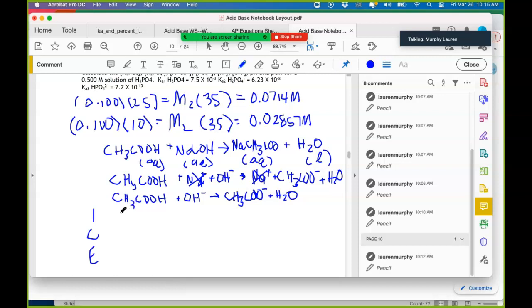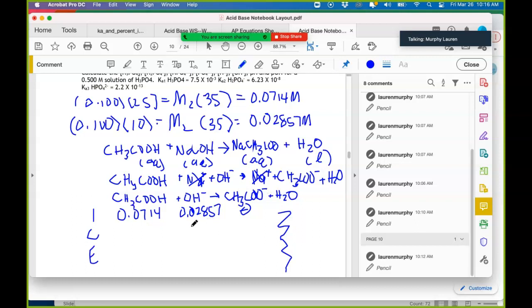So this guy's molarity is 0.0714. The hydroxide is 0.02857 because that's sodium hydroxide, right? Acetate is 0, and we don't care about water. Now, remember when we did this for the strong, we didn't have anything on the product side because water, right? That's not the case here, which is what's going to change how we do this problem.